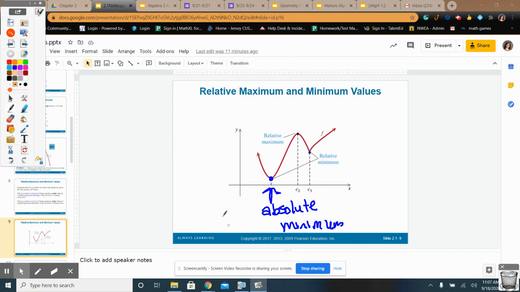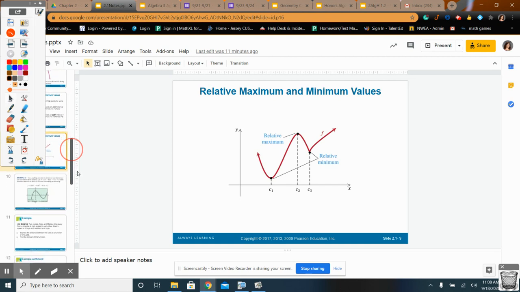And like I said, they're turning points. It goes from decreasing to increasing right at that point. It goes from increasing to decreasing right at that point. And it goes from decreasing to increasing right at that point. So those turning points tell you where the relative max and minimum are.